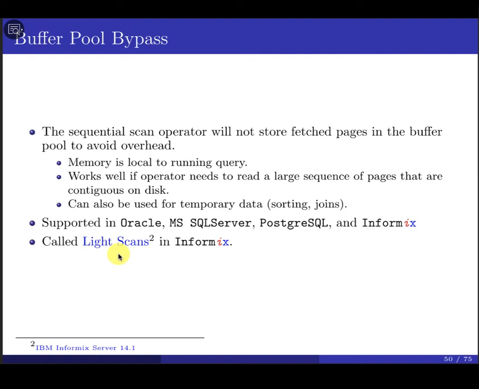Generally speaking, the definition of light scan in the Informix is this: if you have a sequential scan of large data tables, you have to read this and bypass the buffer pool and get rid of the overhead of the buffer pool. The light scans are the fastest means for performing sequential scan of large data tables. I like this one. This is a better explanation. You see that? Fastest scan for the sequential scan for the entire blocks that belong to the relation that contains a large amount of data.